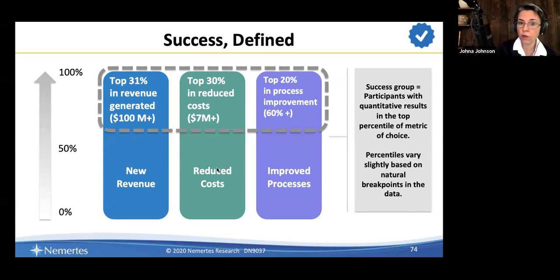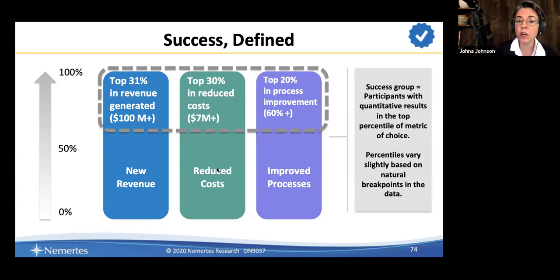And if they said yes, we asked them, what is the primary measure of success? Is it generating new revenue? Is it reducing costs, or is it improving processes? And each person could only pick one, and then we said, what was your new revenue generated, costs reduced, and processes improved? Then what we did was select roughly the 70th to 80th percentile of folks and dub those groups the success group. And so what we found is that folks that are looking to generate new revenue from IoT were generating roughly $100 million or more in new revenue if they were in the success group.